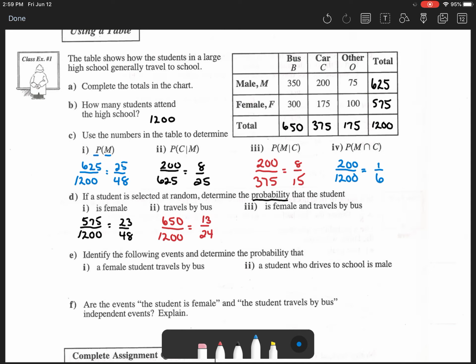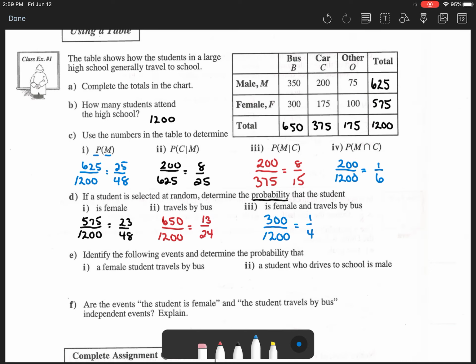Now the next one is female and travels by bus. So you have to find female and bus. Where do female and bus overlap? Well, that's the value of 300. When you take a look at female and bus, they meet at 300 there. So that's 300 students out of the total of 1,200, and that's simply going to reduce to 1 over 4.